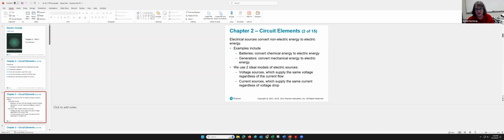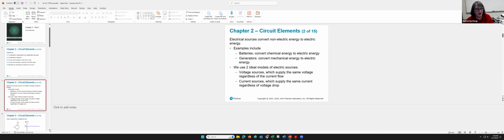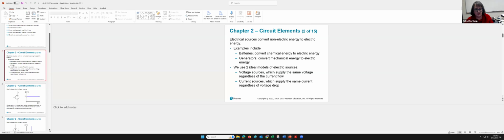So we use two ideal models of electric sources. One is an ideal voltage source, and one is an ideal current source. So an ideal voltage source is a theoretical element, which I want to stress is a theoretical piece of a circuit, but it will supply the same voltage regardless of the current flow. Or an ideal current source, which supplies the same amount of current regardless of a voltage drop. So in real life, a battery might approach an ideal voltage source, and perhaps a circuit controlled with a transistor would be something that would be a constant current source.